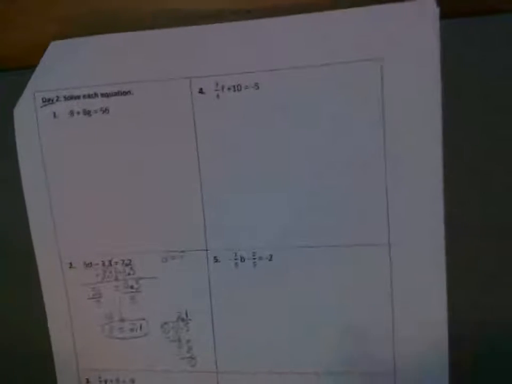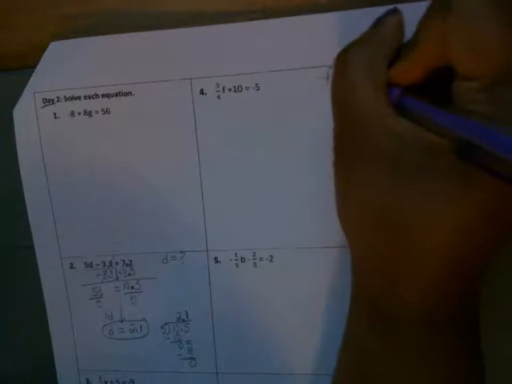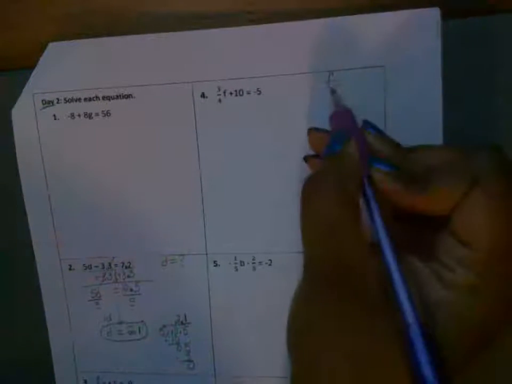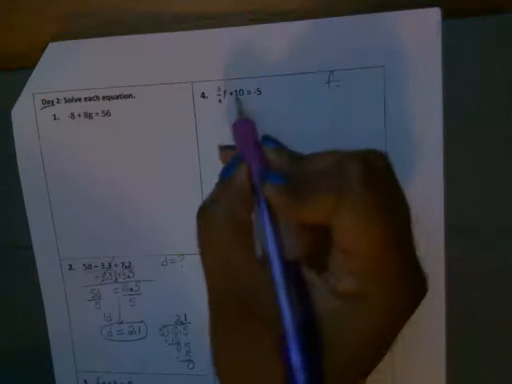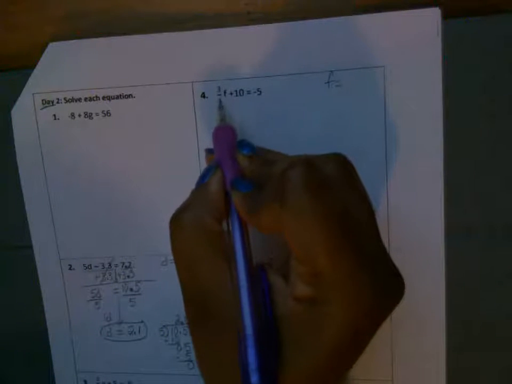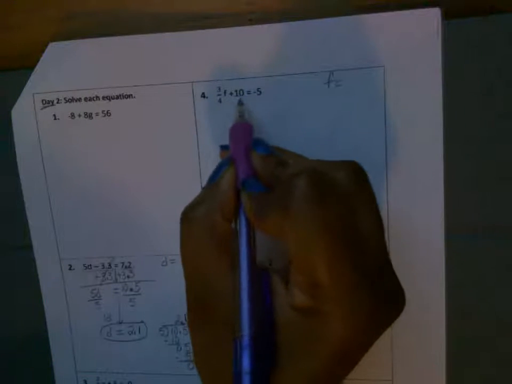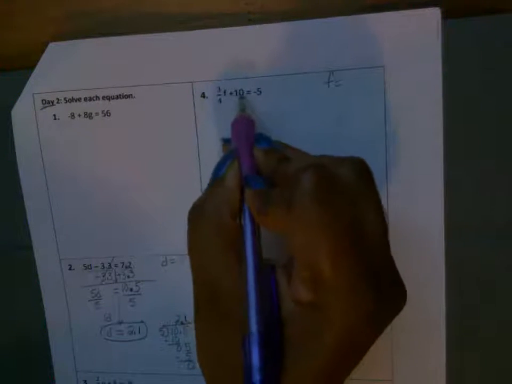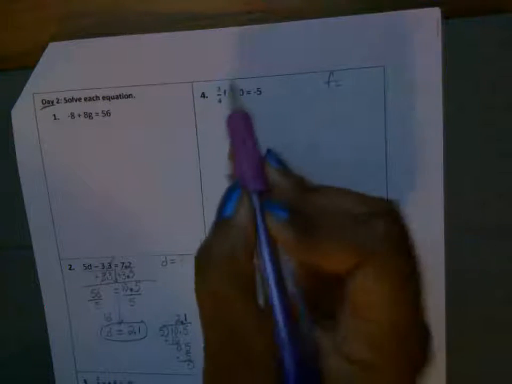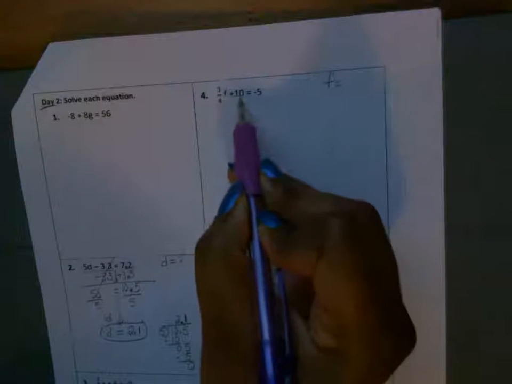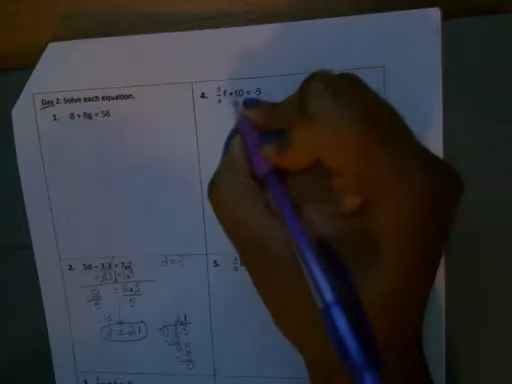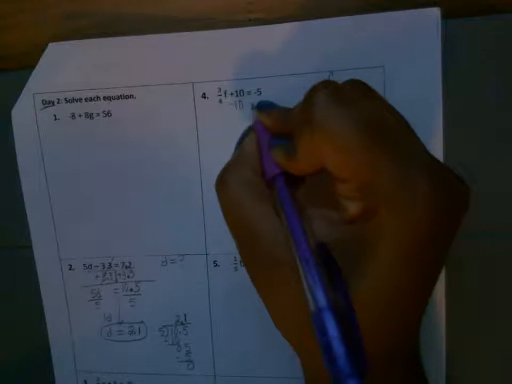All right, so we're getting f by itself. We're solving for f. So in order to get f by itself, we have to get rid of the 3 over 4 and the 10. Remember, we're going to get rid of all the numbers that can be added or subtracted. So we're going to get rid of the 10 first. This is a positive 10, so we're going to subtract 10 from both sides.